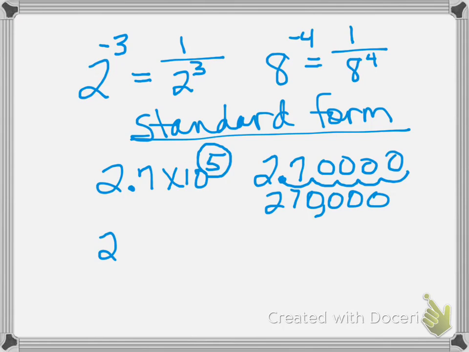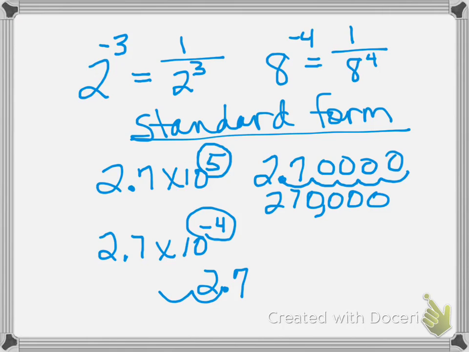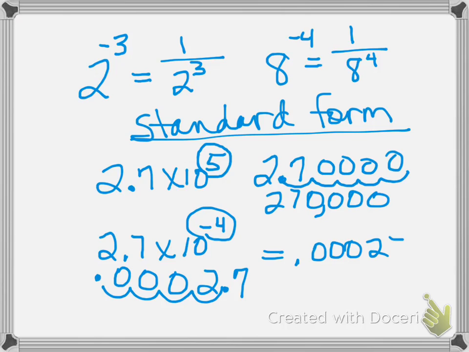Next, let's try one where I have 2.7, and this time I have it to a negative exponent. Let's say negative 4. So if I take my 2.7, the negative 4 means I'm moving my decimal to the left 4 places. So 1, 2, 3, 4. Again, in my empty places, putting in zeros. So my number would be 0.00027, a very small decimal. When it is a negative exponent on that scientific notation, it is a very small decimal.